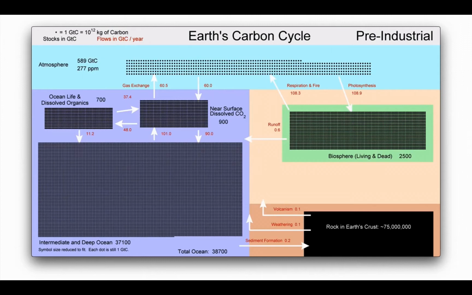The purpley bit is the carbon in the oceans. Fish are made of carbon, and so are plants in the sea. Some of these, when they die, sink to the depths and eventually become sediment and form rock, forming that black bit in the bottom right.